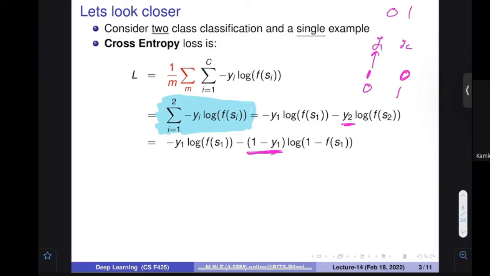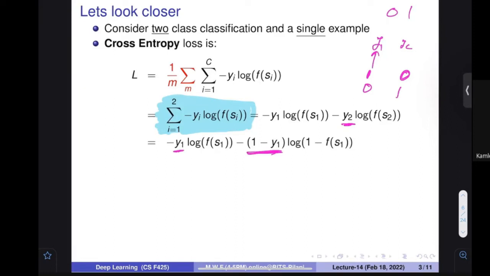Okay. Can I write like this? Because only two classes are there. So if I say that what is the value of y1, then the y2 value can immediately be found by saying 1 minus y1, because they are counterparts of each other. So we can write the equation like this.